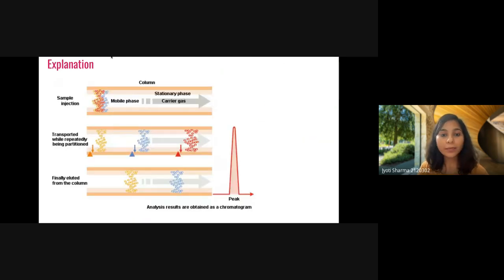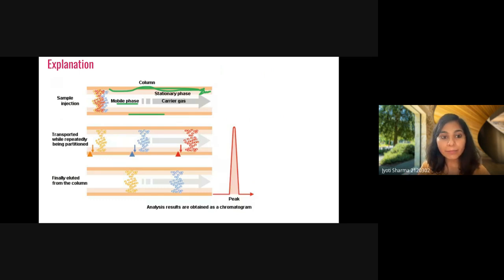Okay, again I wanted to show this. This is the column, right? The column has the stationary phase, because this is the silica. The mobile phase is the gas, the carrier gas. Just see here, we will have a lot of atoms in that sample.